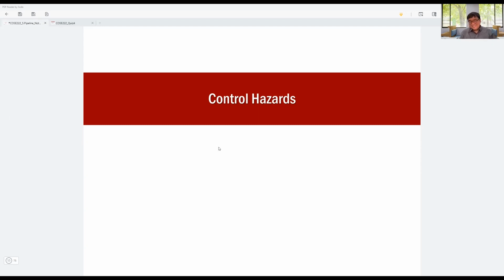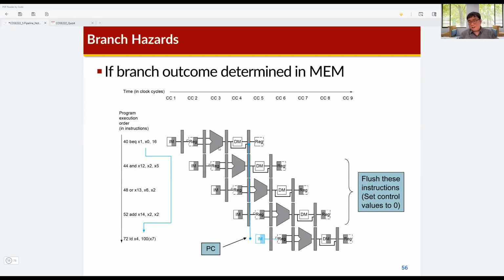Let's see why clock cycles are wasted by branch instructions, like control instructions. This is the example. As you can see, this is the BEQ instruction, and after the BEQ instruction there are several instructions such as AND or ADD instructions. This number represents the PC, the program counter value.